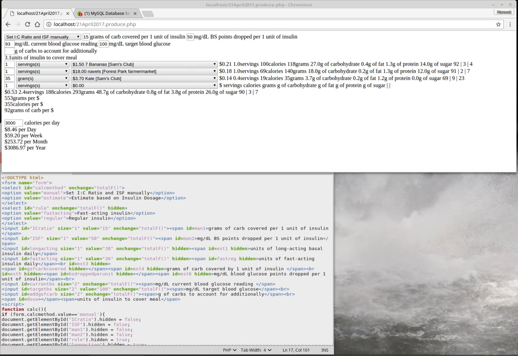So I wrote this part of the program to give me readouts, so I could do quick and easy readouts by entering the information of the things I was consuming, and I could see how many calories and how many grams of carbohydrate, grams of fat, grams of protein, grams of sugar, and then their percentages of calories from carbohydrate, protein, or fat.